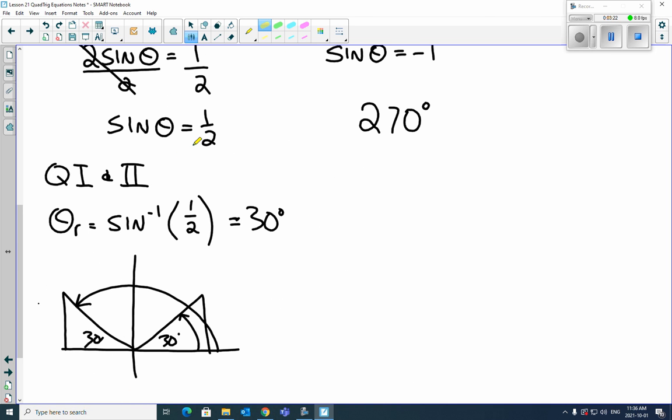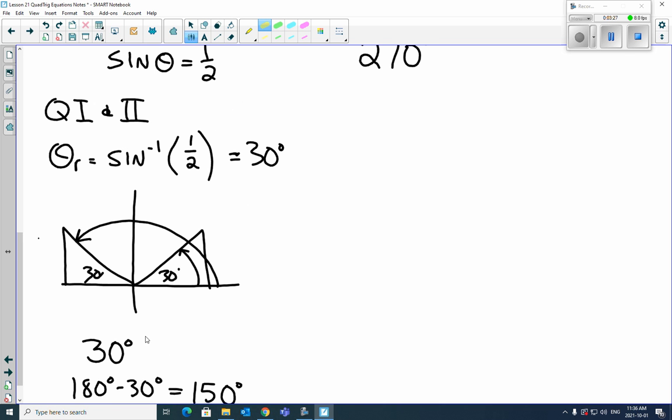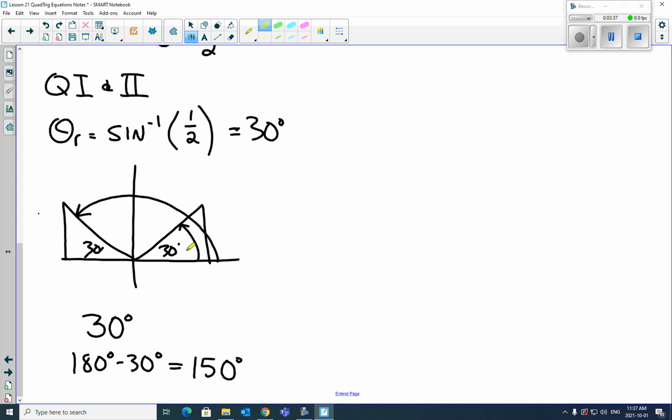Okay, sine theta. Is it positive? Yeah. So sine being positive is in quadrant 1 and 2, right? And then we found theta r, or theta related. So sine equals negative 1/2 is 30 degrees. So we know the first one is, hey, yeah, 30 degrees. And the second one is 180 minus 30 degrees.